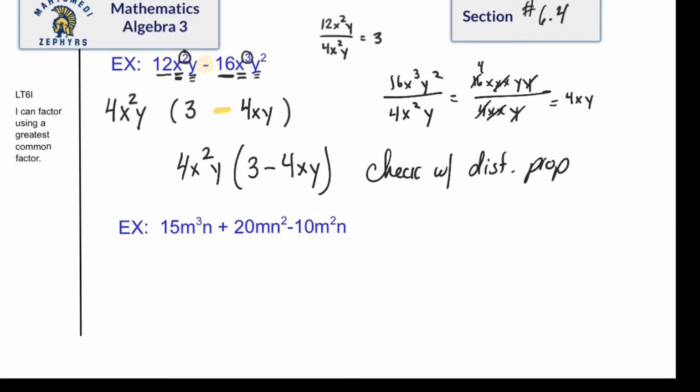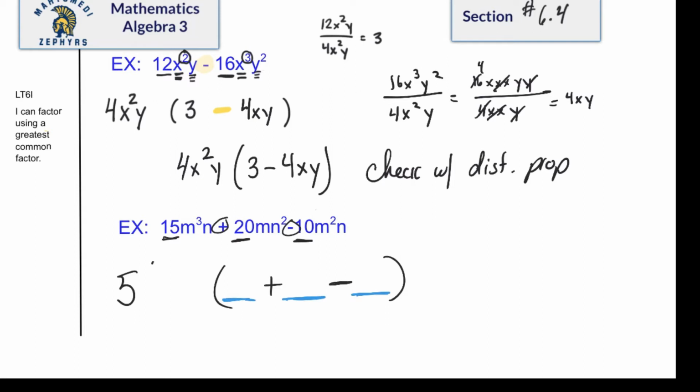Our next example, if we look at it, has 3 terms. Our numbers are 15, 20, and negative 10. We can pull a 5 out from all of those. So if we write down the 5, we know we're going to have a plus and a minus in our grouping. We need 3 terms left.